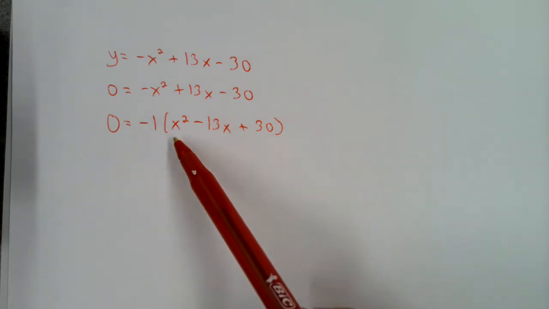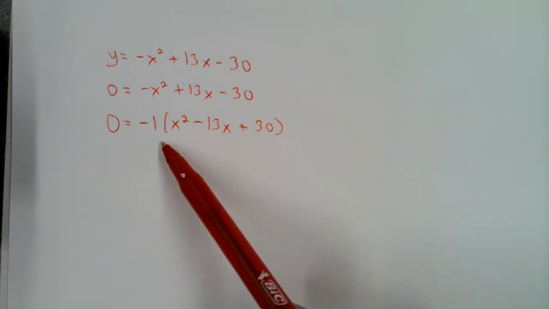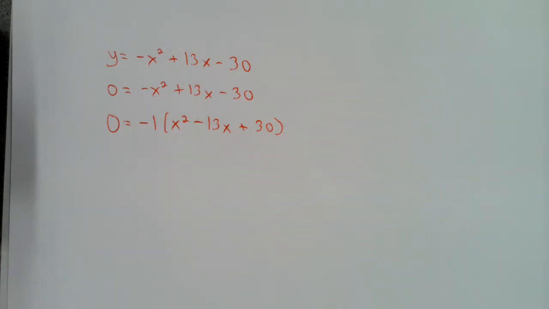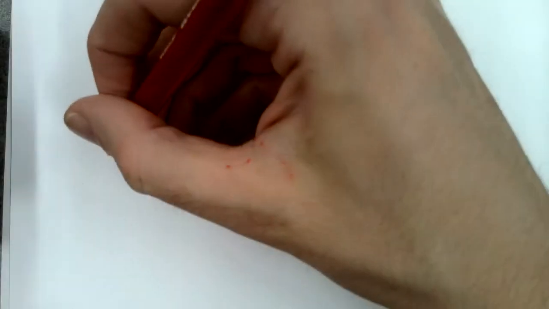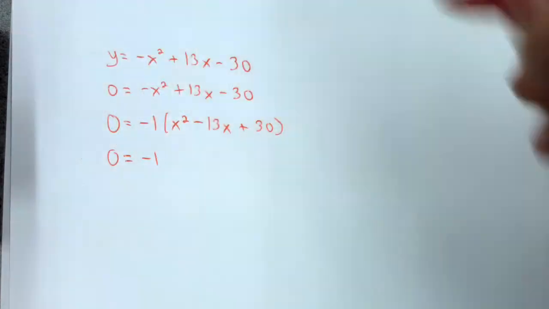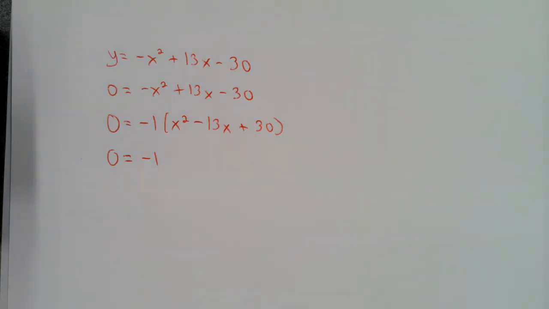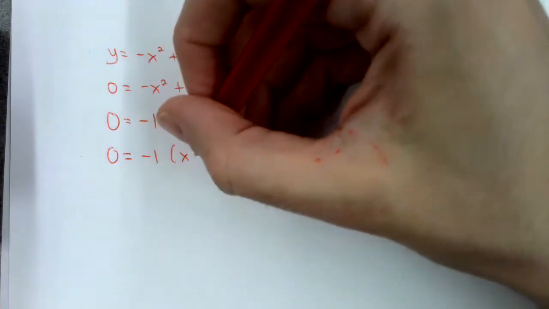And now I'm going to factor this trinomial in parentheses. What multiplies to 30 and adds to negative 13? That is the question. What multiplies to 30 and adds to negative 13? Think about that for a second. But it's negative 3 and negative 10.